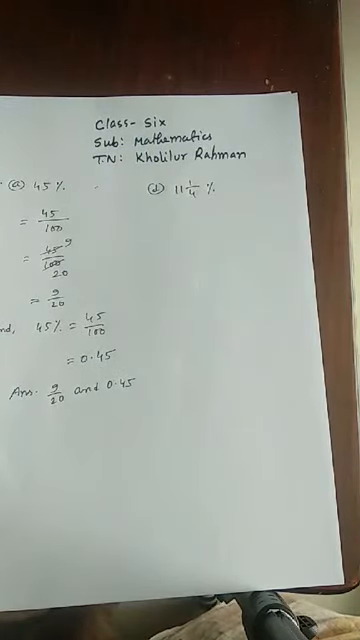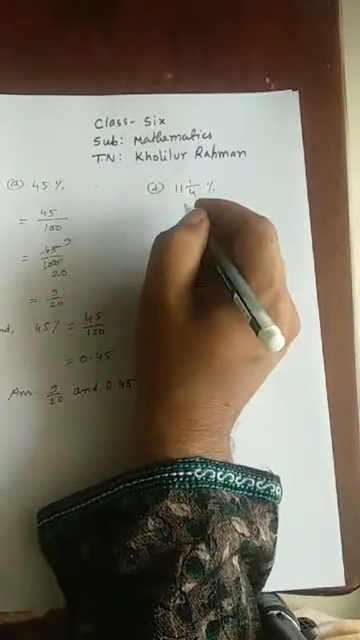So here at first it is mixed. You see it is a mixed fraction, so at first you have to convert it into an improper fraction. How is it possible? 11 into 4, it will be 44. 44 plus 1, it will be 45.